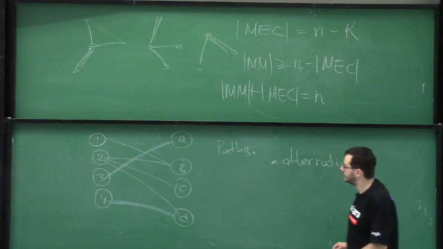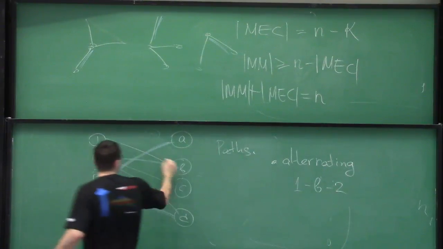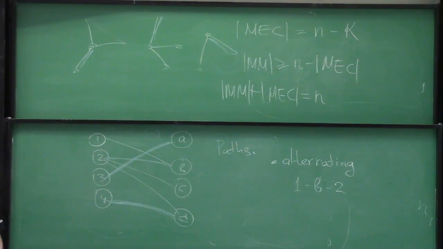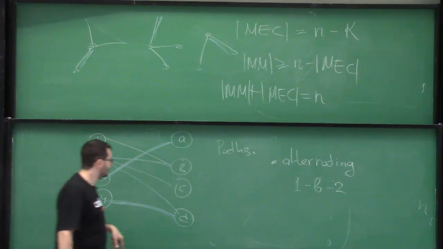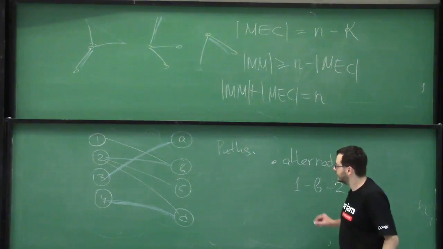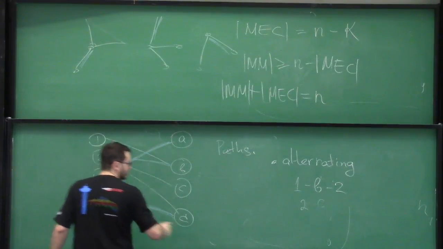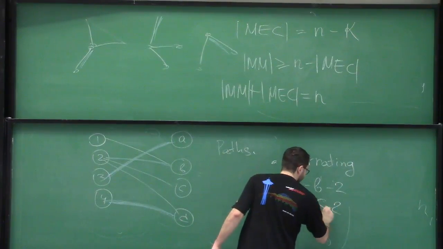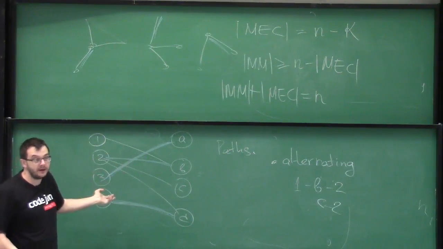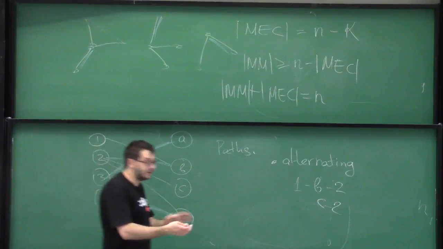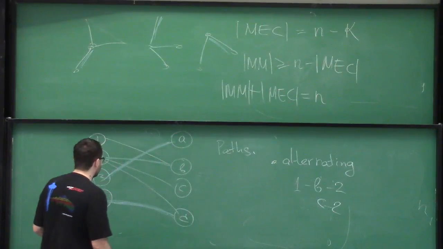an alternating path here is 1, B, 2. You see it is an alternating path because matching alternates in the path. Also, for example, just go from C to 2. It is also an alternating path. Why not? It is a very short alternating path. And let's find some longer alternating path.